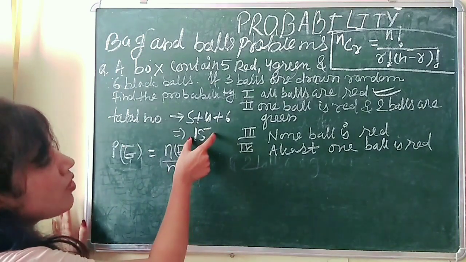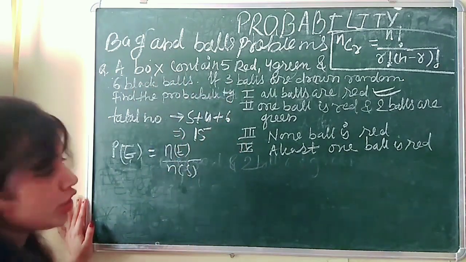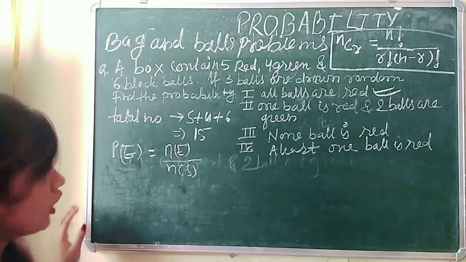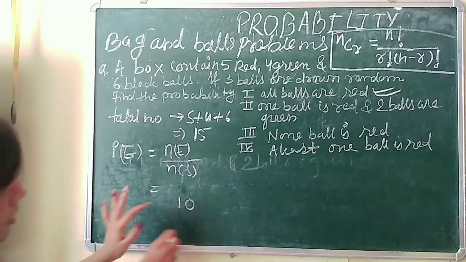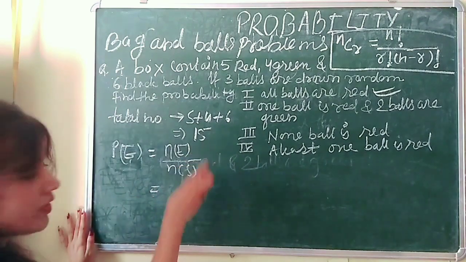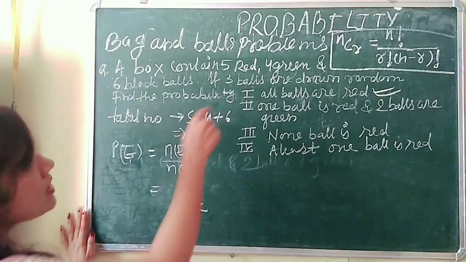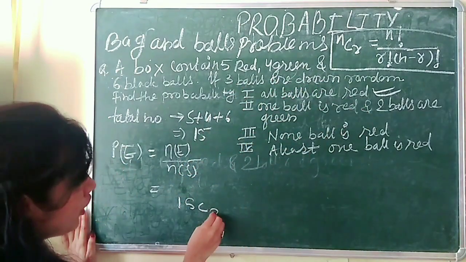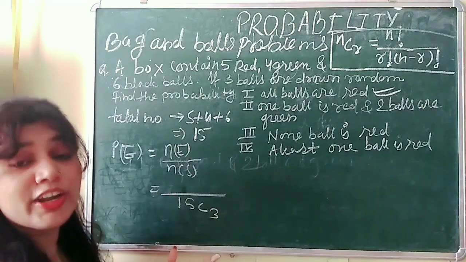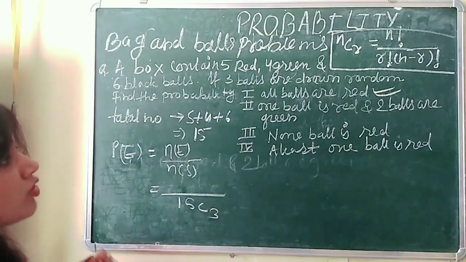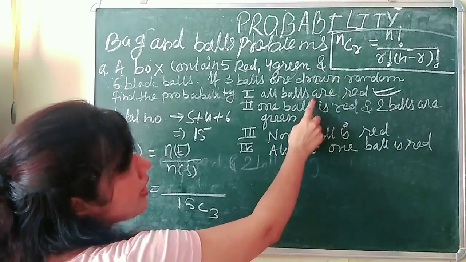The total number of balls contained by the box is 15, and 3 are drawn randomly. So here we will make the combination, that will be 15C3, because the total number of balls is 15, and in place of r we put 3, because 3 balls are drawn randomly. Now for the required outcome: it is asking that all 3 balls drawn are red.